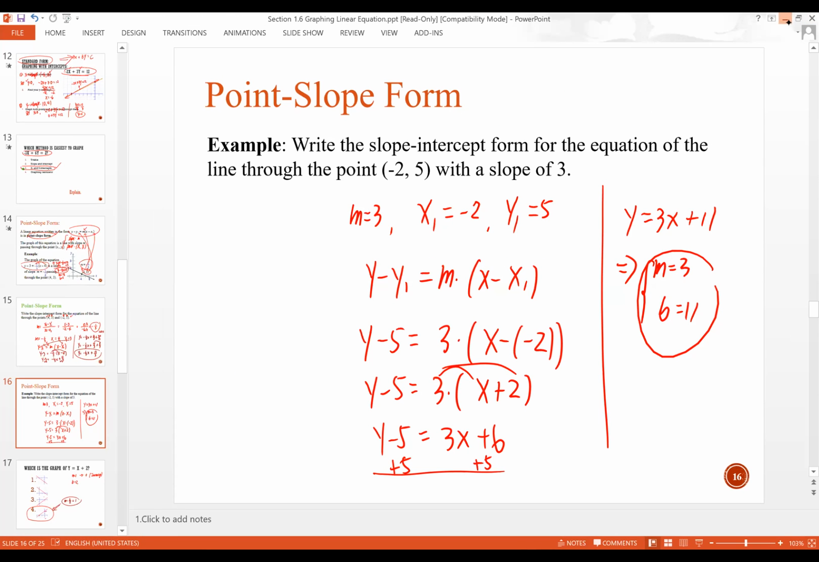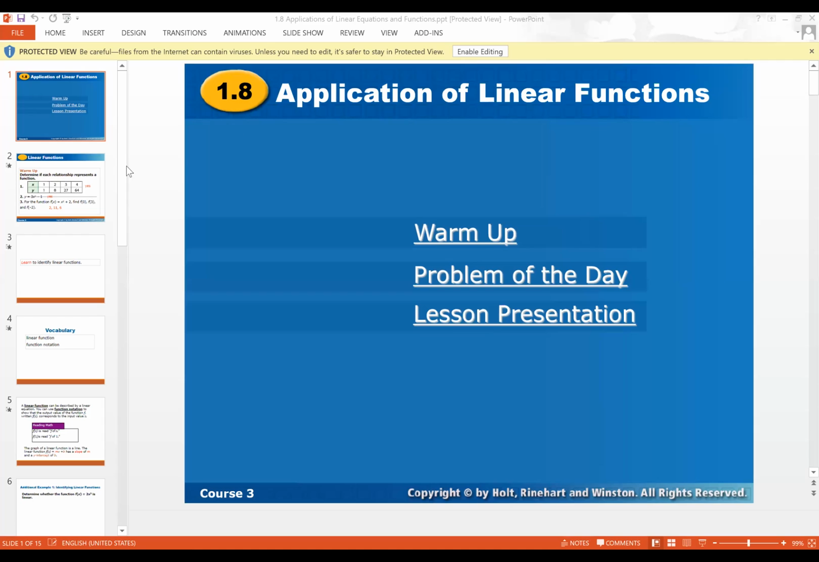Now let's move on to 1.8 and let's start talking about some of the applications, right? Let me open the PowerPoint from 1.8. Okay, you should open that as well. Let me share that. Share the screen with you. All right, so let's start with this example on function notation in section 1.8.